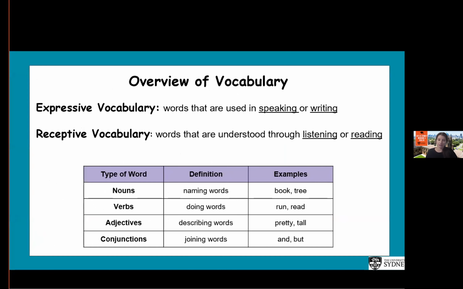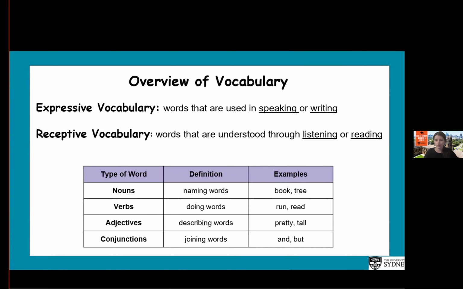So firstly, we'll give an overview of vocabulary. Vocabulary is the foundation of language. It can be split into expressive and receptive vocabulary. Expressive vocabulary are words that are used in speaking or writing. Receptive vocabulary are the words that are understood through listening or reading. Students require expressive and receptive vocabulary for speaking, understanding, reading, and writing.